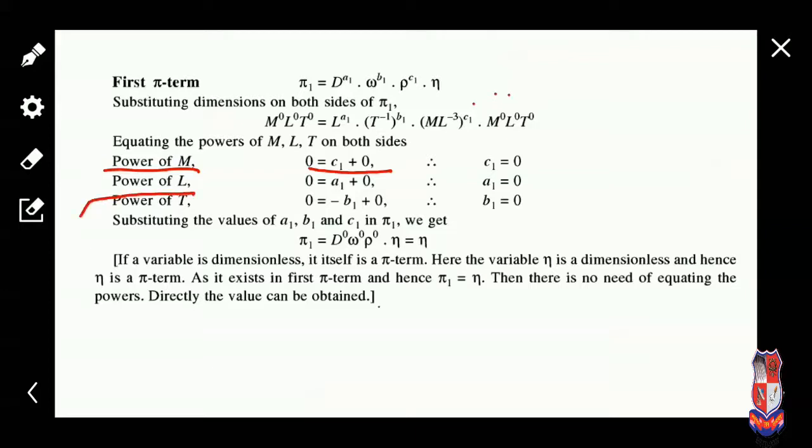Now the power of L is compared on the left and right sides. Left side is 0, right side is A1 minus 3C1 and 0. Now the power of T is compared, minus B1 and 0. So all values of MLTs are 0, and so the powers of our variables are 0. So the equation is efficiency is equal to efficiency.